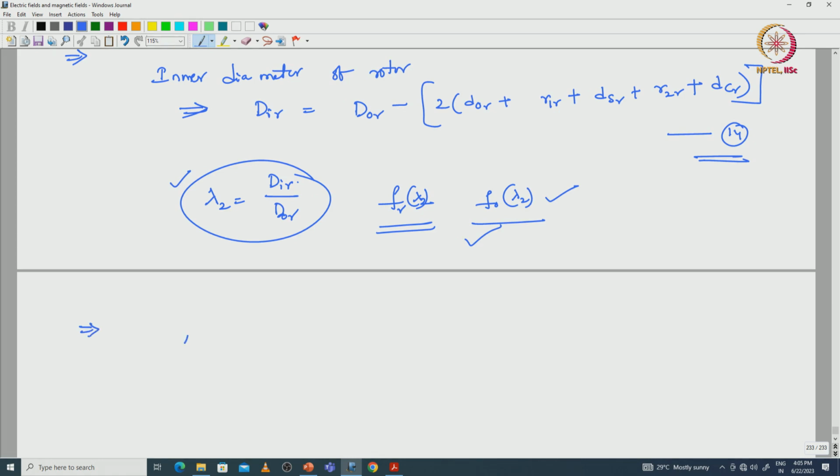Finally, the area of the rotor slot should be greater than the bar area, or the cross sectional area of each bar. If it is a winding, like a slip ring induction motor where the windings are there, AR should be greater than the number of turns per slot into the cross sectional area of each conductor. With this equation we can verify the window area with respect to each slot of the rotor.